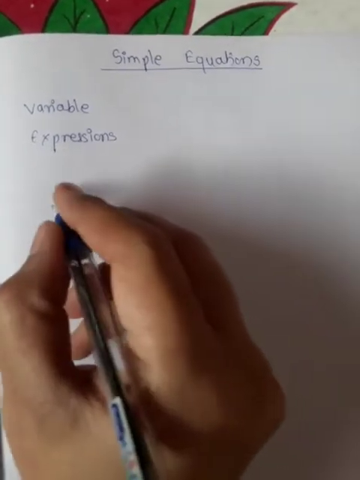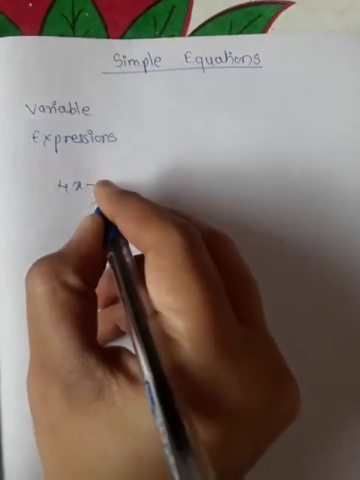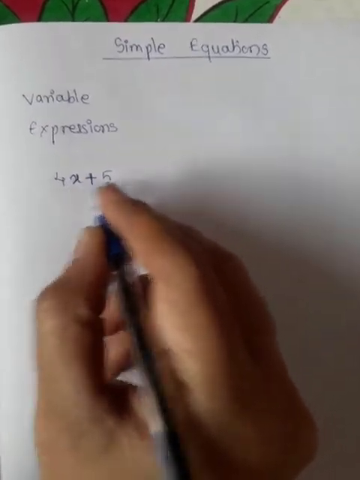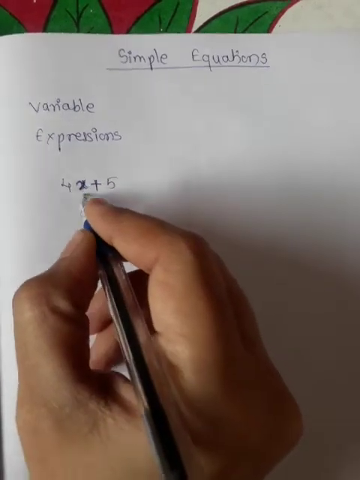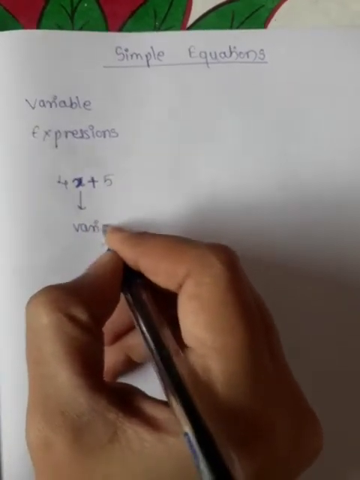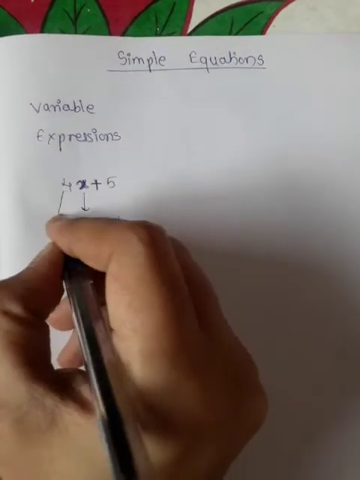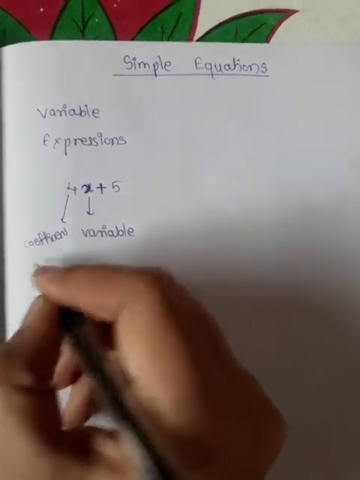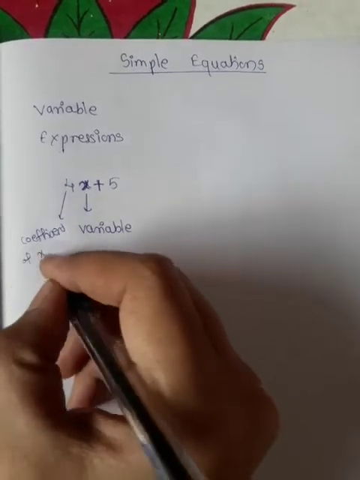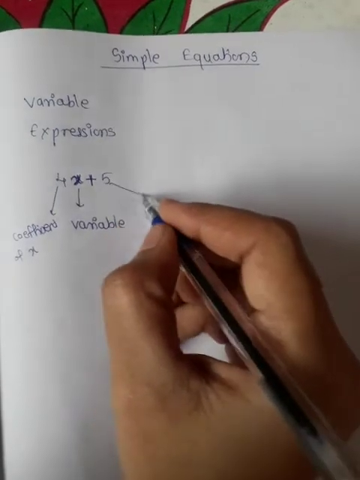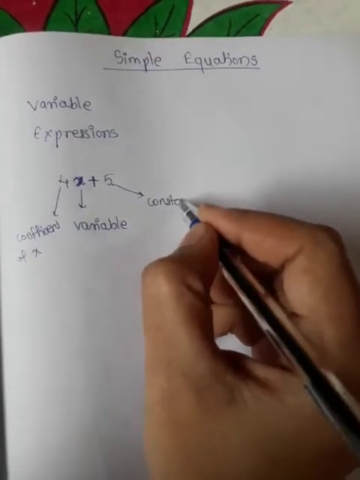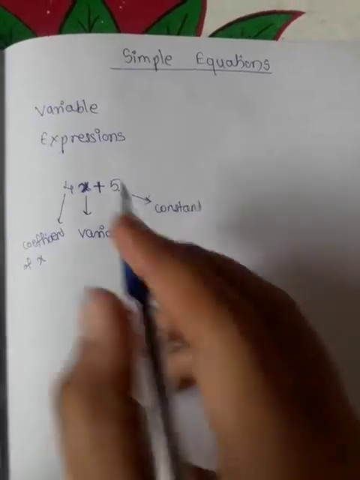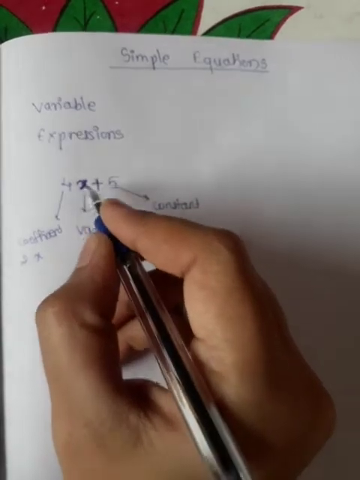If we have an expression of this type, 4x plus 5, this is a mathematical expression, and in that expression x is a variable, 4 is the coefficient of this variable x, means coefficient of x, and 5 is the constant. Okay, you have learned this in the previous standard.